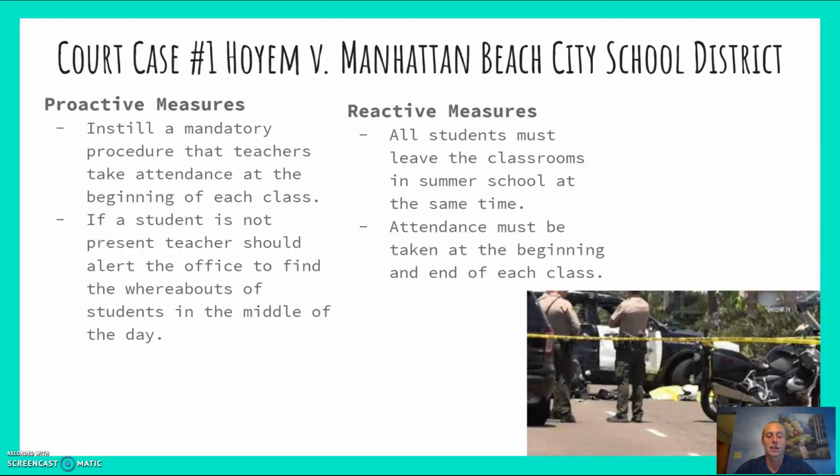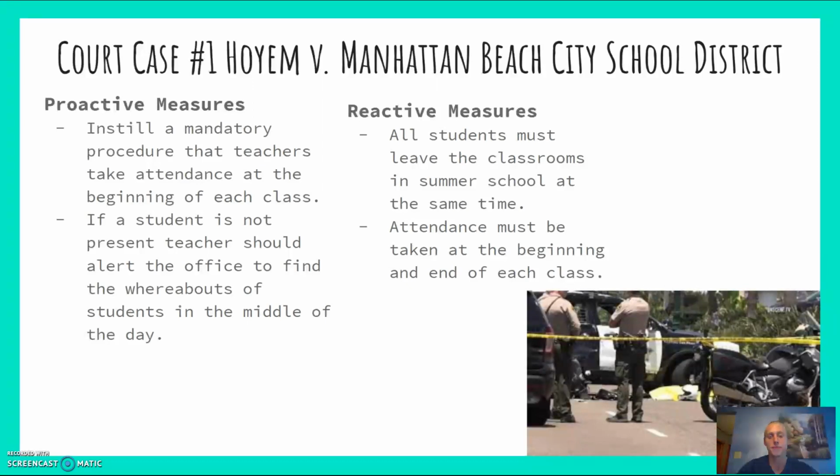So the proactive measure for this would be, I would instill a mandatory procedure that teachers take attendance at the beginning of each summer class. If a student is not present, teachers should alert the office to find the whereabouts of students in the middle of the day. A reactive measure in my school, I would say all students must leave the classrooms in the summer school at the same time.